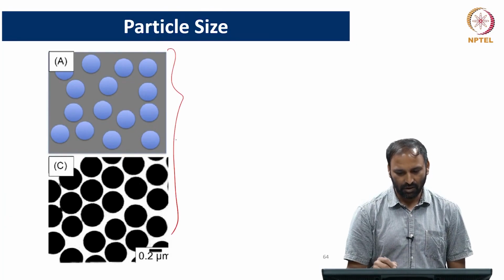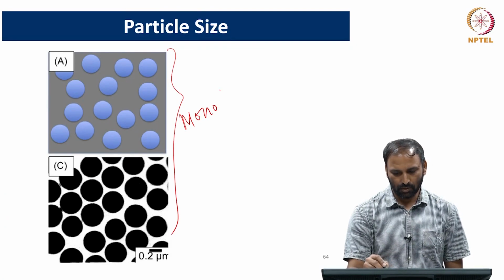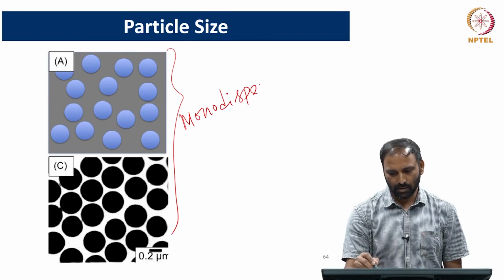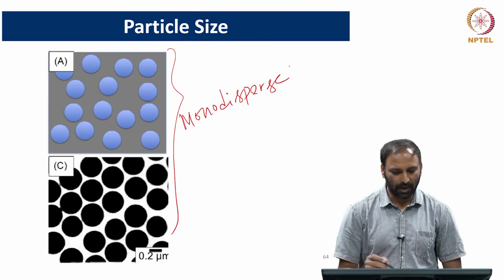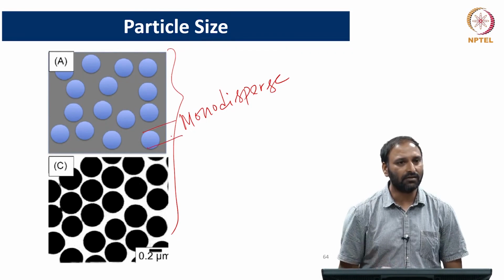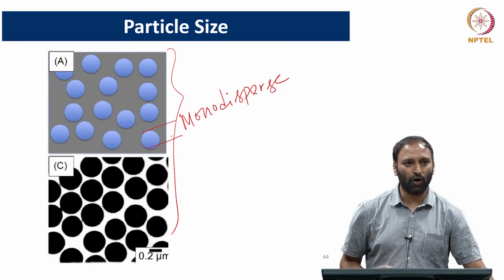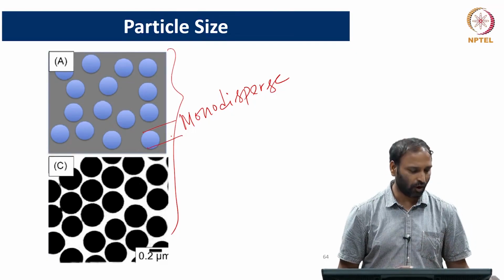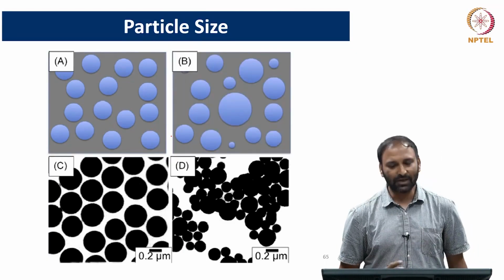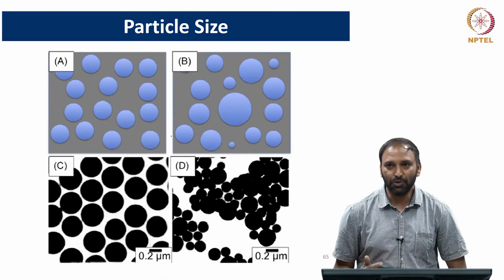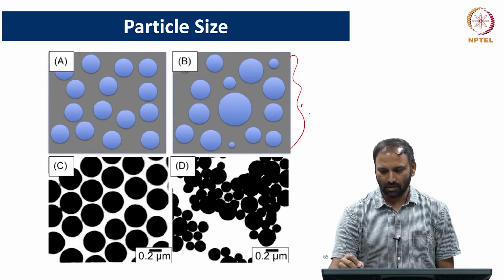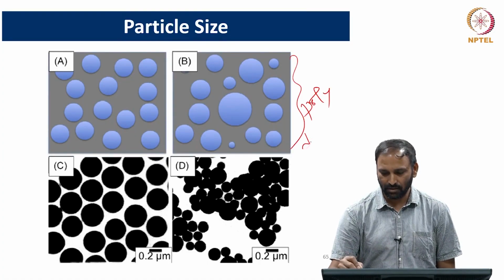What you are looking at in the pictures here are cases where you have something called a monodispersed particle. That means the particles are all of identical size, right? But that need not be the case always, because whenever you do synthesis you will always end up with something like this. You may have a distribution of sizes.